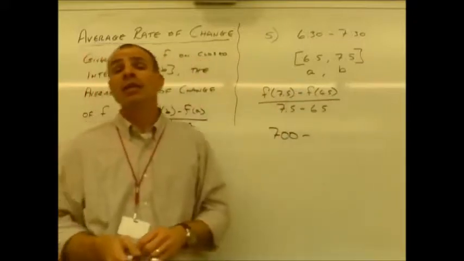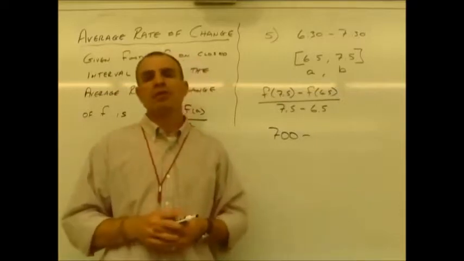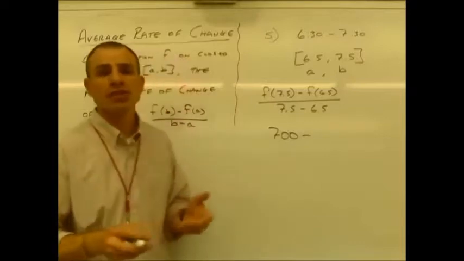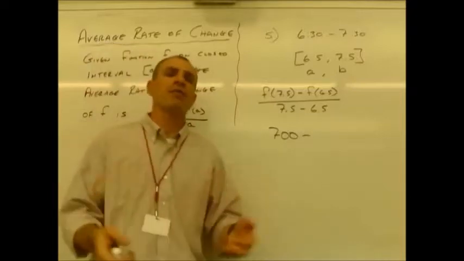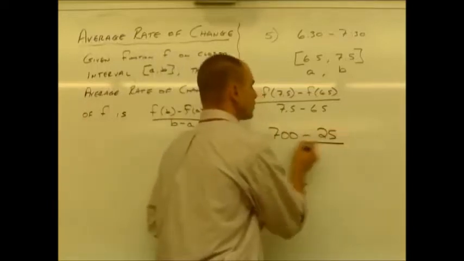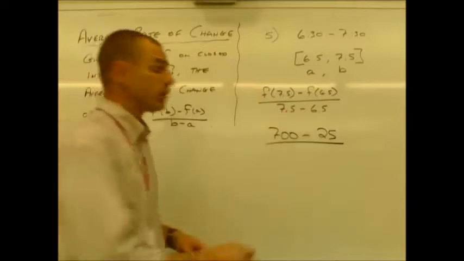And now we need the y coordinate for 6.5. So if you take a look at the graph, 6.5, when you go over, we see that that matches up with about 25 people. So at 6:30 in the morning, there's 25 early risers who have made it into the building, and that's f of 6.5. Our denominator, 7.5 minus 6.5, that's just 1.